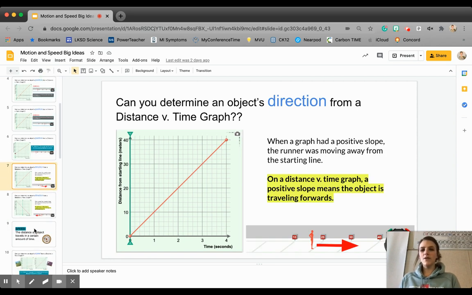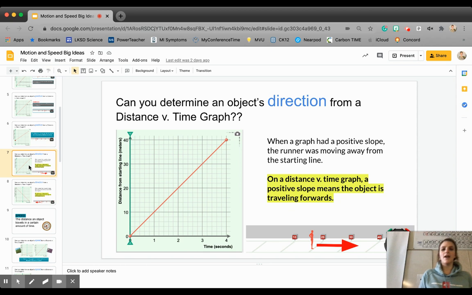Go to slide number 7. We can also determine an object's direction by looking at the slope of the line. Remember, slope is determined by rise over run, if we're doing kind of a mathy definition of it. It's how much change in the y there is compared to how much change in the x there is. That's an even more mathy definition of it. Slope, though, in generic terms, is just how steep the line is.